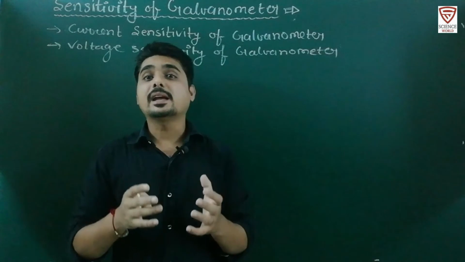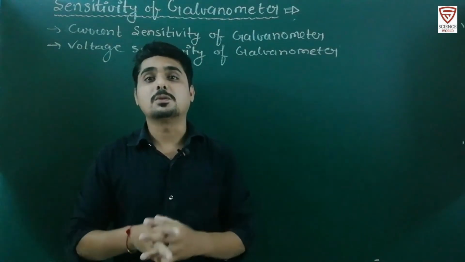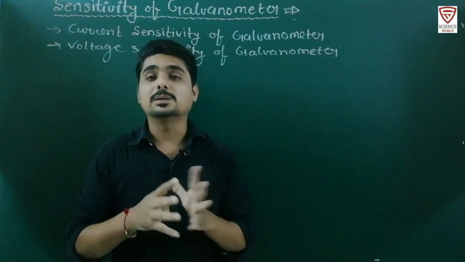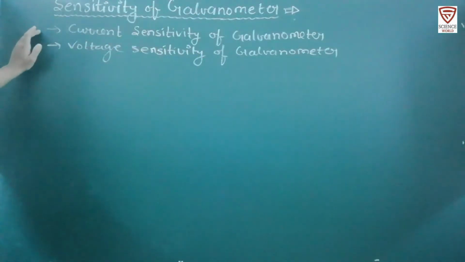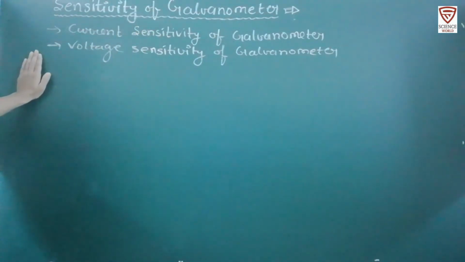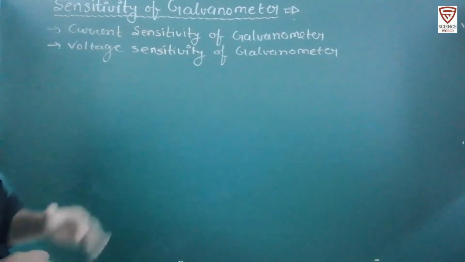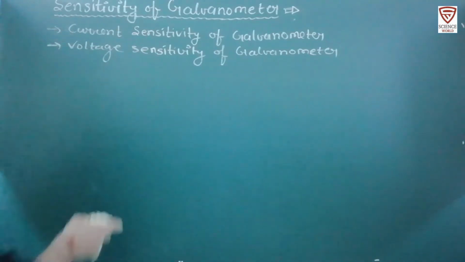We can take current and voltage both as the input. So we have two types of sensitivity. First is current sensitivity of galvanometer and second is voltage sensitivity of galvanometer. First we will discuss current sensitivity of galvanometer.